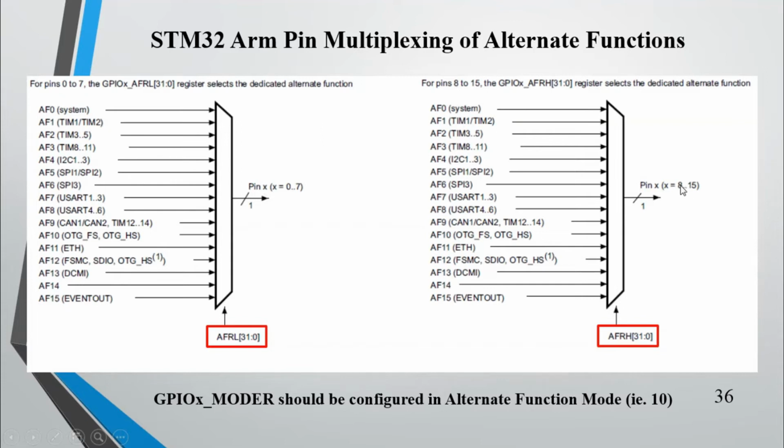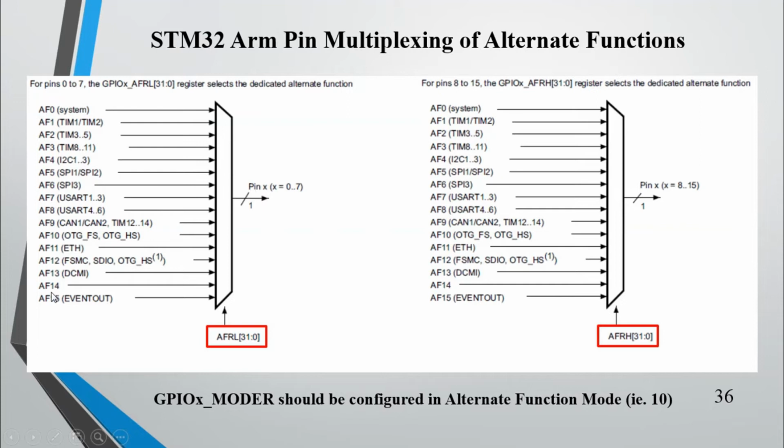Similarly, the alternate functionality of pins from 8 to 15 is configured by using the alternate function register high, bits 0 to 31. This register is used for configuring alternate functionality of pins 8 to 15, but the alternate function register low is used for pins from 0 to 7. So in my case, I need to configure the alternate functionality of PA5. Which register do I need to configure? The alternate function register low, because I am going to configure PA5.